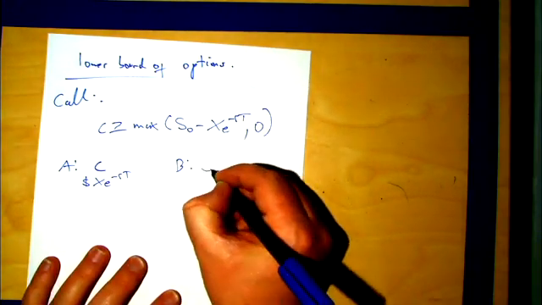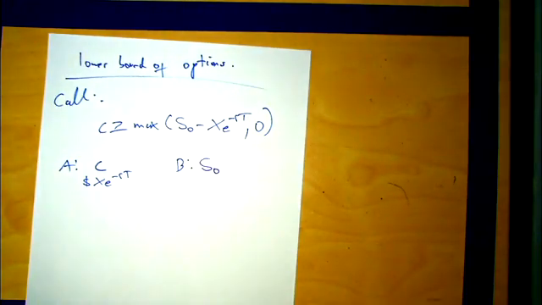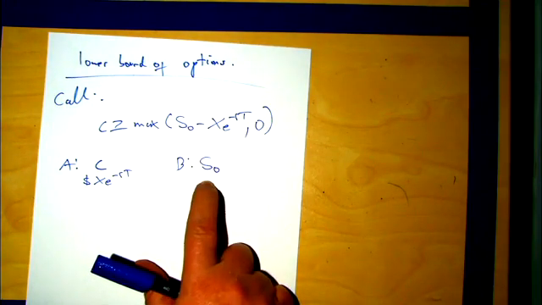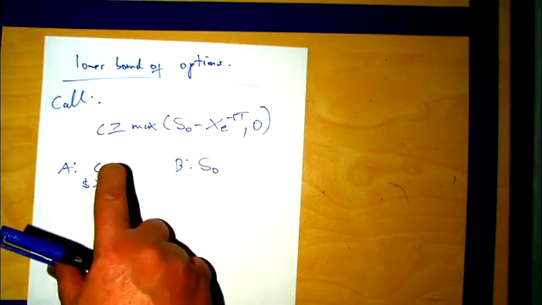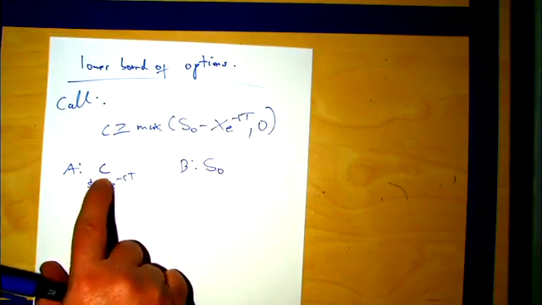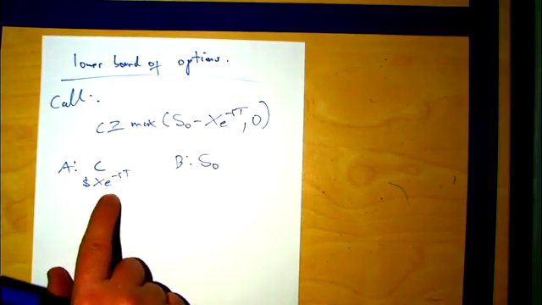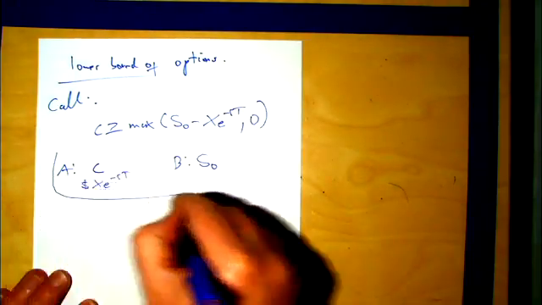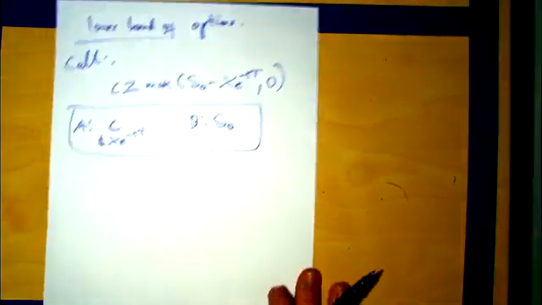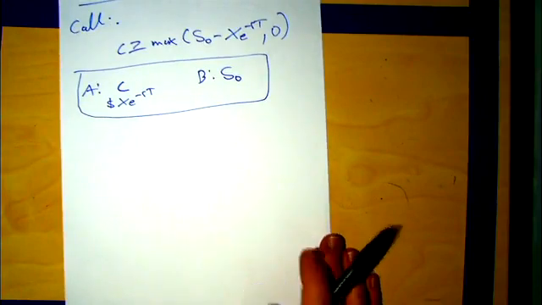Portfolio B has 1 unit of the underlying asset. So that's just equal to S0, its spot price today. The call option has value C, the call option premium, and the cash is equal to the present value of the exercise price. Okay, so you need to remember this. And then we draw a table.